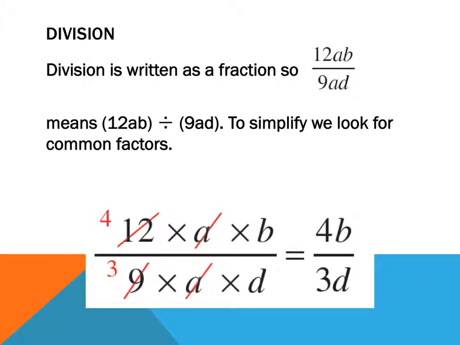Unlike multiplying, when we divide, our division is written as a fraction. So if we have an expression that says 12ab divided by 9ad, we don't write it like this guy here with this division sign as you used to have seen in primary school. We have to write it with a fraction line.